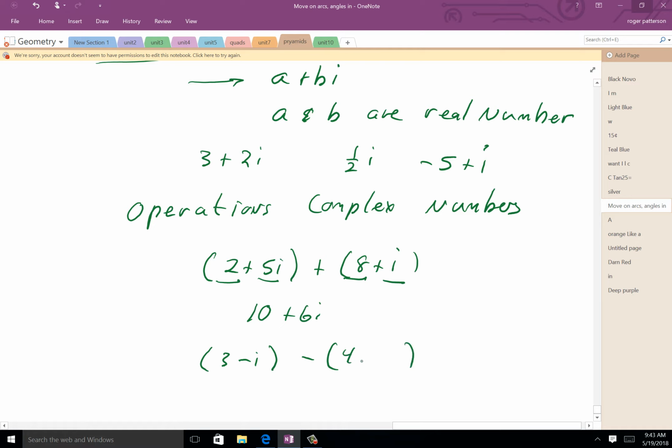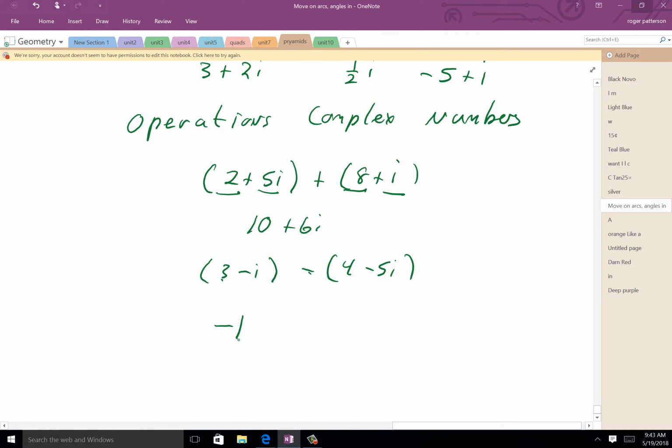Subtraction, same way. Add the reals. 3 minus 4, that's negative 1. Negative i minus a negative 5i plus 4i. Okay, combine the reals, combine the imaginaries, done. Adding and subtracting is very simple. You'll be zipping through that like nothing.